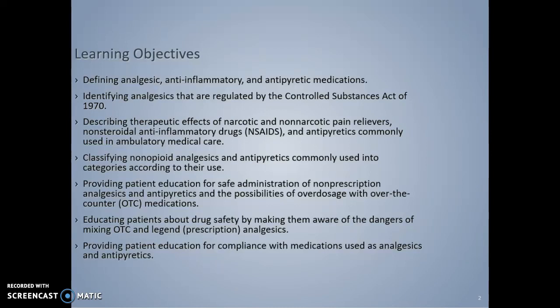We'll be able to classify non-opioid analgesics and antipyretics commonly used in two categories according to their use. Provide patient education for safe administration of non-prescription analgesics and antipyretics, also known as over-the-counter medications, OTC. Educating the patient about drug safety by making them aware of the dangers of the over-the-counter and prescription analgesics, and providing the patient with education for compliance with medication used as analgesics and antipyretics.